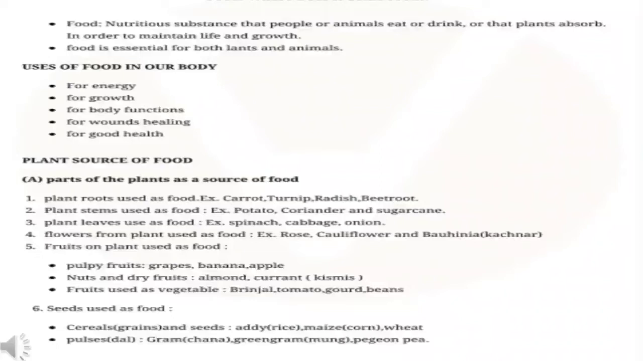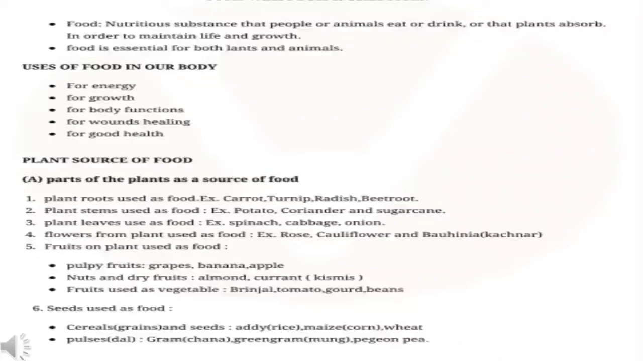So now we'll proceed to plant sources of food. Plant roots are used as food, plant stems are used as food, plant leaves are used as food. I am giving you examples. Some plant roots used as food. Examples: carrot, turnip, radish, beetroot. Plant stems used as food. Example: potato, sugarcane.